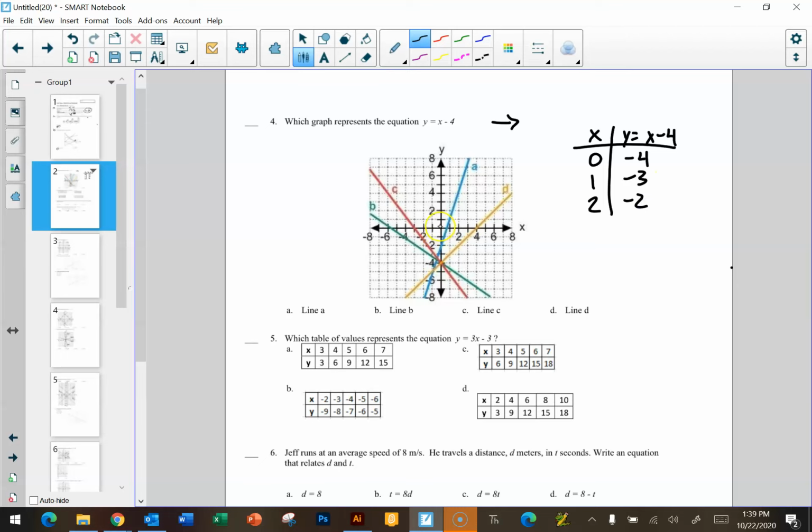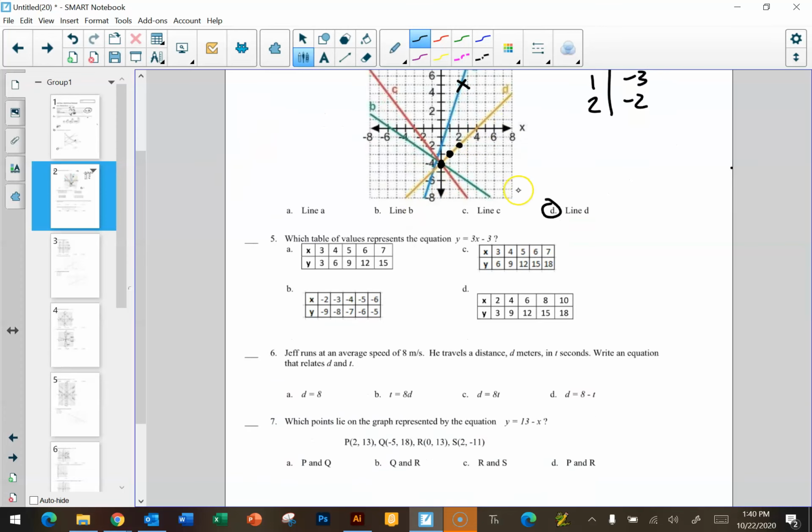x 0, y negative 4. 0, negative 4. Okay, narrows it down a little bit. Can't be A. And that's pretty much it. So let's go a little further. 1 and negative 3. 1 and negative 3 is right there. So we already know it's D, but I'll just track this last point anyway. 2 and negative 2. So all 3 of those points are on D. So that's going to be D.